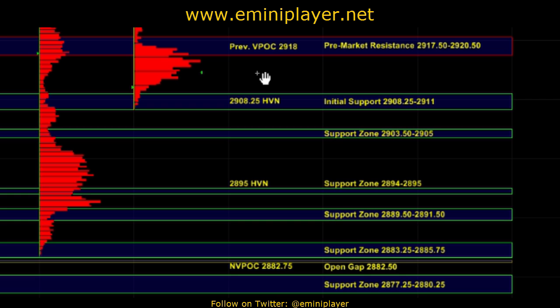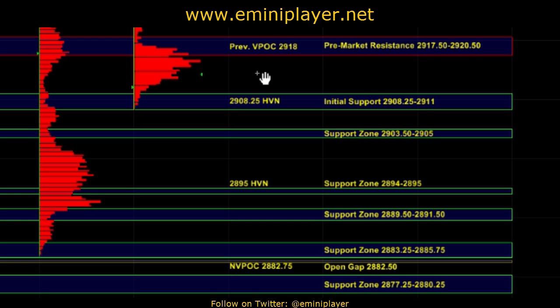And then below that we have yesterday's RTH low at 28.94 to 28.95, where buyers could be active, but we will have to assess the real-time situation to determine whether it's worthwhile to trade that area on the long side.